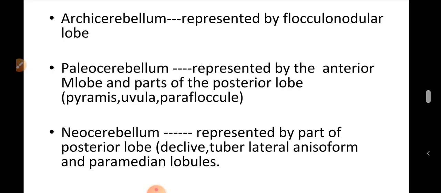The third one is neocerebellum. It is the latest part to develop. It consists of the whole of the posterior lobe except pyramis and the uvula. So, it forms the neocerebellum.